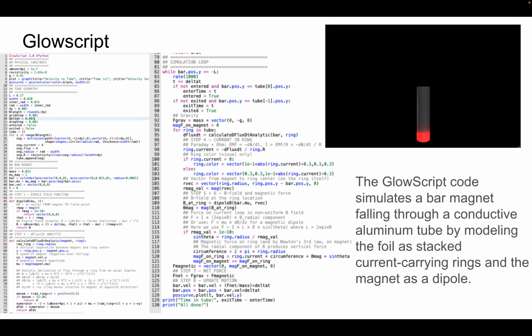Here's the GlowScript code. The GlowScript code simulated a bar magnet falling through a conductive aluminum tube by modeling the foil as stacked current-carrying rings and the magnet as a dipole.